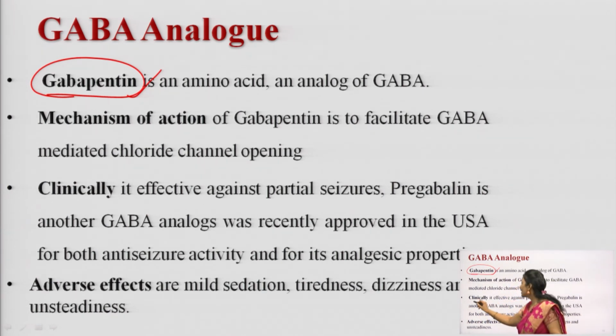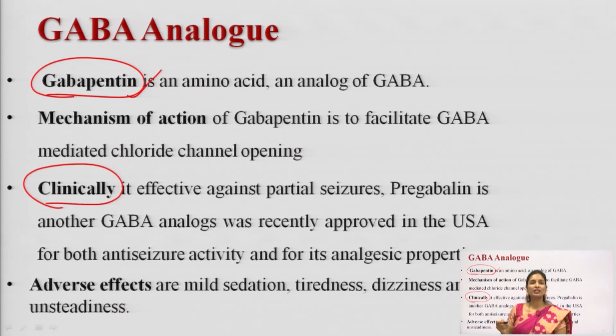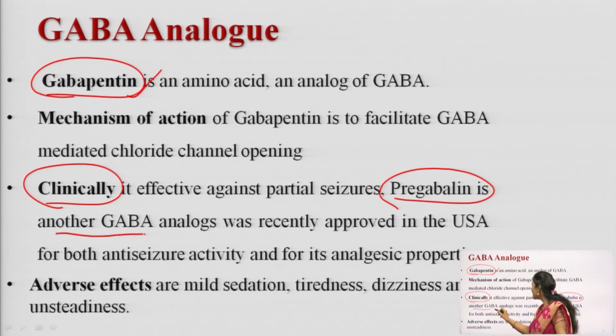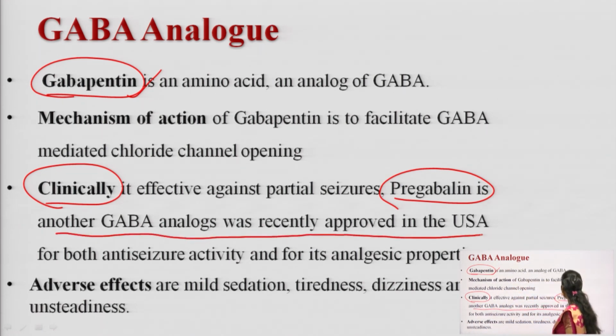And next, for which purpose can you use this drug clinically? Clinically, it has been used in partial seizures. It is very effective in treating partial seizures. So, for a patient who has partial seizures, you can give gabapentin or pregabalin. This is another drug. Which drug is it? Pregabalin. Pregabalin is another GABA analog which was recently approved in the USA.